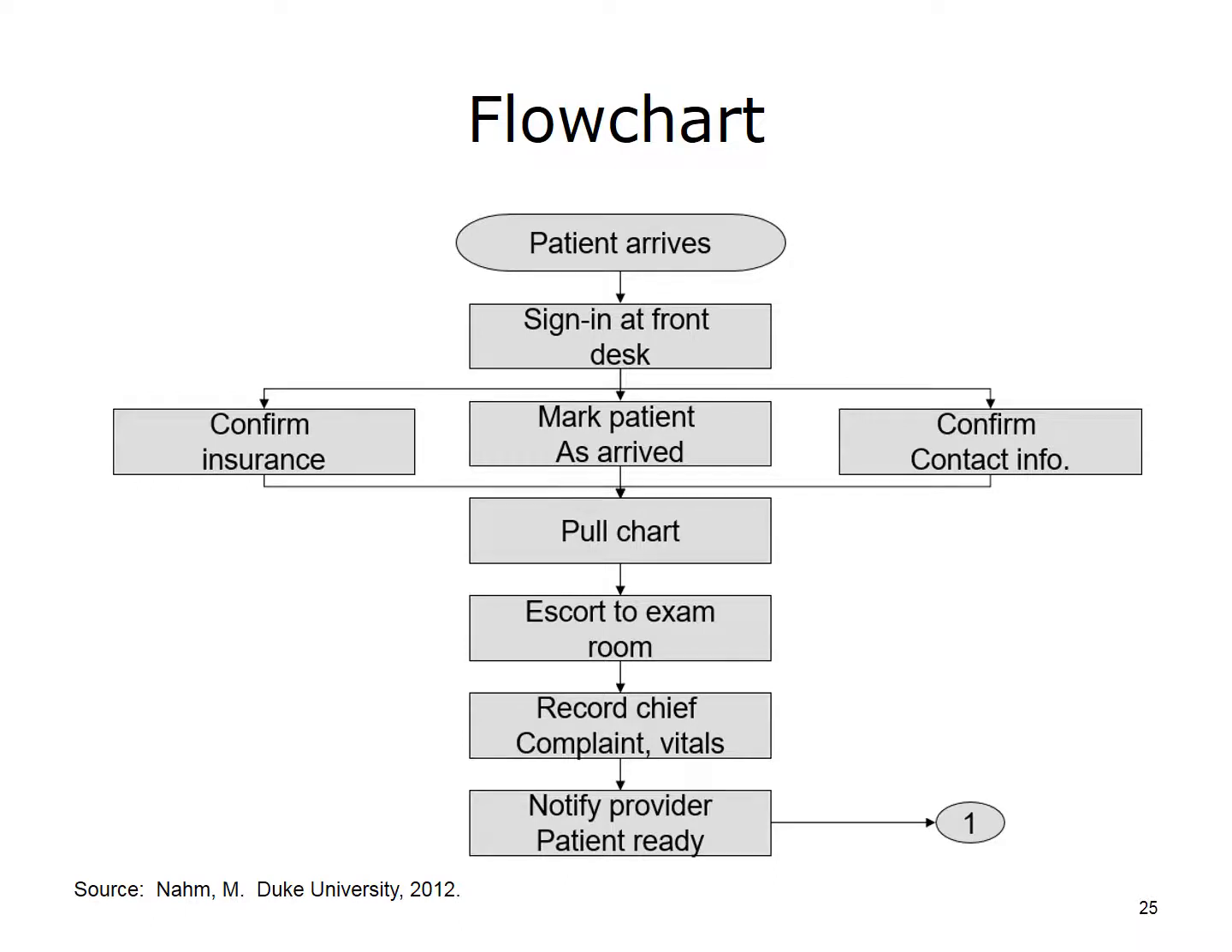The process steps depicted on this slide include: patient arrives at the clinic. Patient signs in, checks in with the front desk. The patient is marked as present. Their contact and insurance information are confirmed. The chart is pulled. The patient is escorted to the exam room. Chief complaint and vitals are recorded. Provider is alerted that the patient is ready to be seen. This flowchart is continued on the next slide.